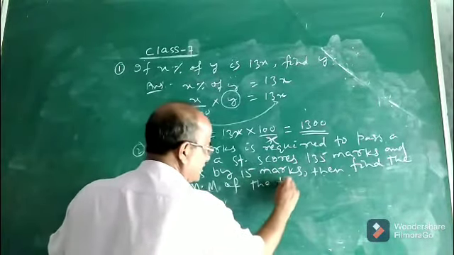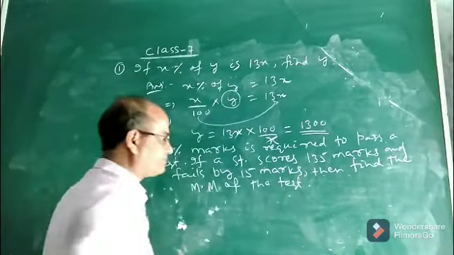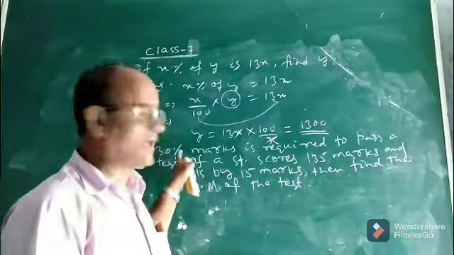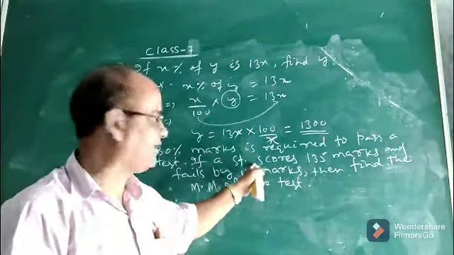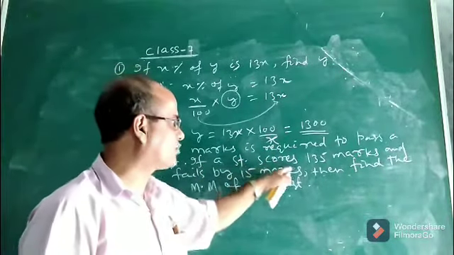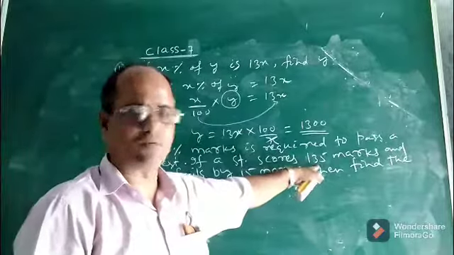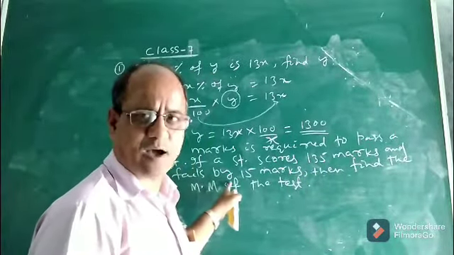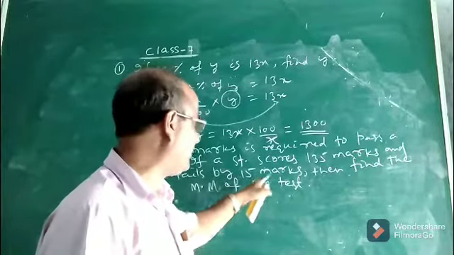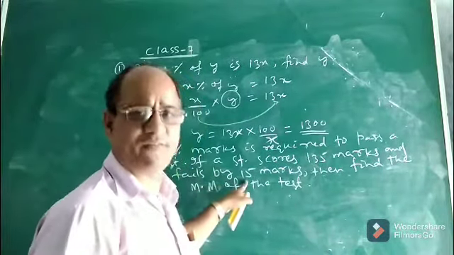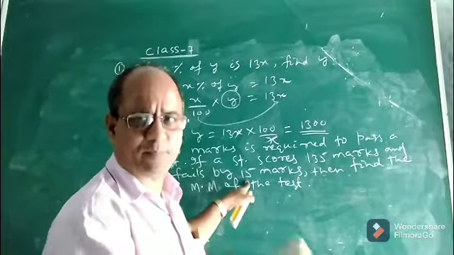How to solve this question, children? What is the question? At least 30% mark is required to pass or clear a test. But a child scored only 135 marks, and he fails by 15 marks. If he scores 135 marks and is declared fail by 15 marks, then what will be the pass mark?